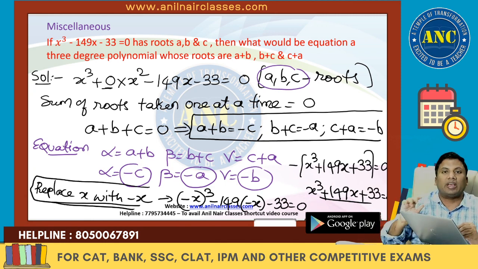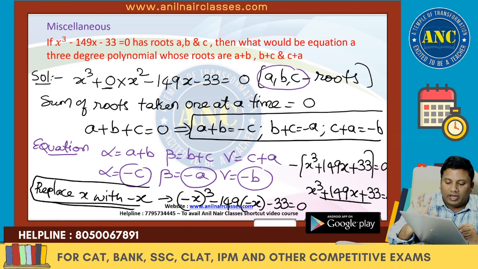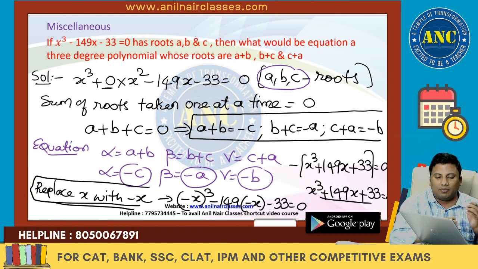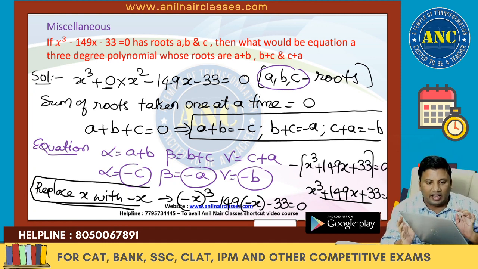Why did I replace x with minus x? A root became minus A, B root became minus B, C root became minus C. Same values are there, only the change in sign. So change in sign means instead of x, replace it with minus x. A with minus A, B with minus B, C with minus C. I hope the idea is clear. Wherever x is there, put minus x.